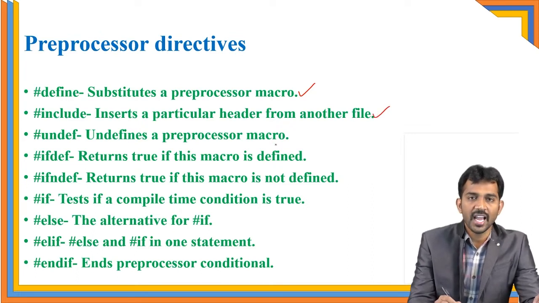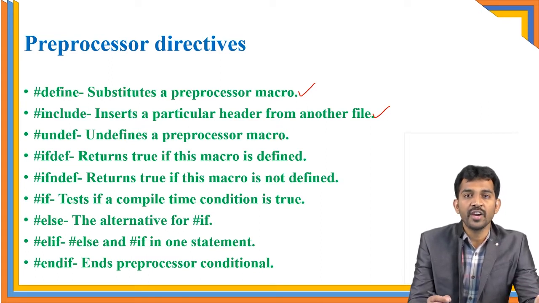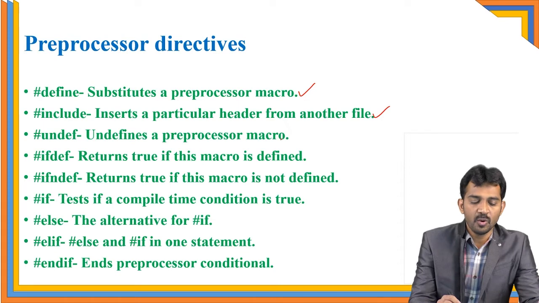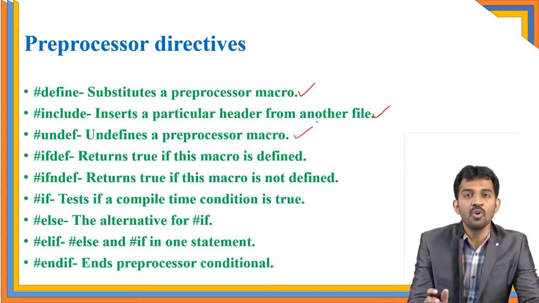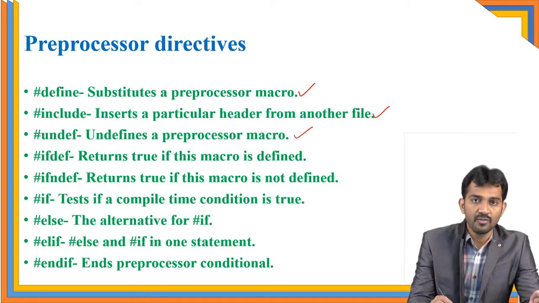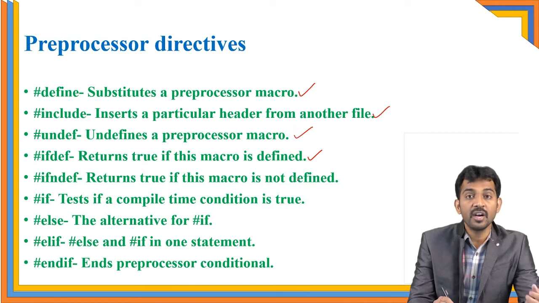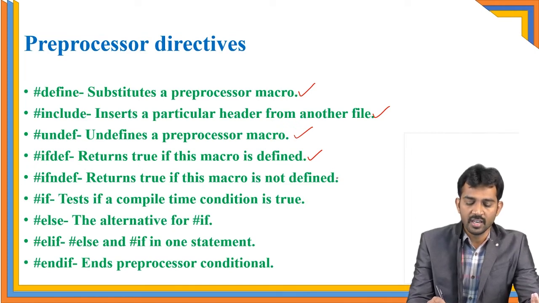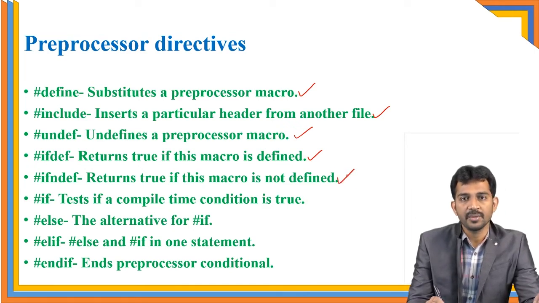Coming to the next, #undef. Suppose you define one value, the pi value, and you want to undefine it or reset the value, then you can use #undef. Undefine means that value is removed from your program. And #ifdef: if a particular value is defined, it returns true. Coming to #ifndef, if it is not defined, we'll see one by one in our Dev C.